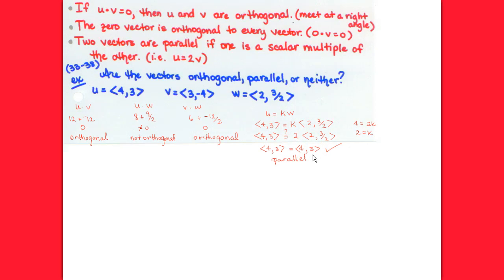If I checked and the dot product wasn't 0, and one was not a multiple of the other, then I would just say neither. Okay?